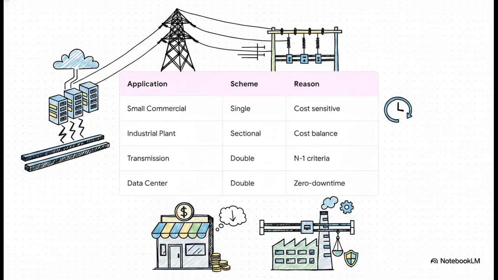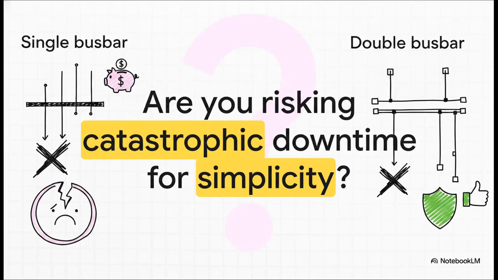On the flip side, a small commercial distribution network is incredibly cost-sensitive, which makes a single bus bar the perfect fit. And your average industrial plant, it sits right in the middle, perfectly utilizing that sectionalized single bus we talked about earlier to strike a great balance between cost and reliability. At the end of the day, single and double bus bar schemes aren't just competing buzzwords. They are two drastically different answers to the exact same engineering problem.